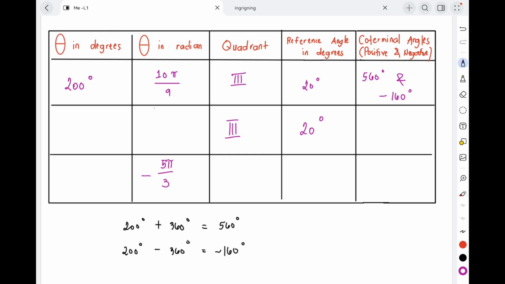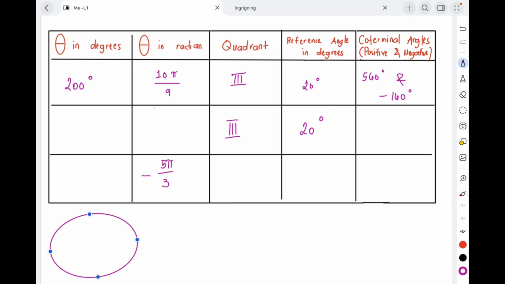And for the second row, we are given 20 degrees as the reference angle, and it is located in the third quadrant. For example, this is our circle. For example, this is our Cartesian plane. So in our Cartesian plane, our given is in the third quadrant, 20 degrees from the x-axis. Let's assume that this is the 20 degree angle given.